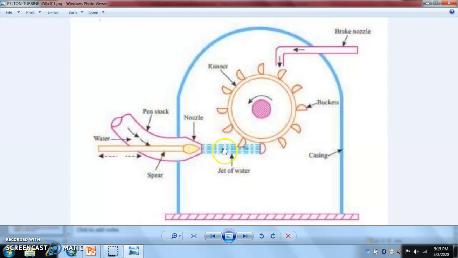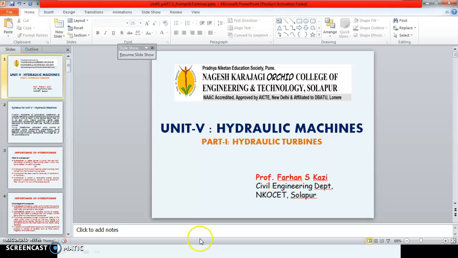Now the water strikes this cup with a very high velocity, so this cup will move forward, and in the place of this cup another cup will take its place. This cup will also rotate forward, and in the place of that cup another cup will take its place. This way the turbine keeps on rotating. This flow is an example of tangential flow. The jet of water strikes the wheel tangentially over the cups. So this is the Pelton turbine.